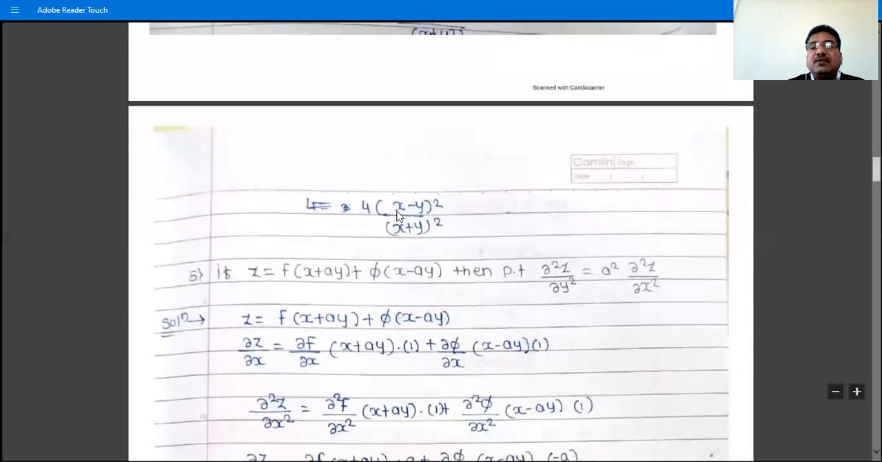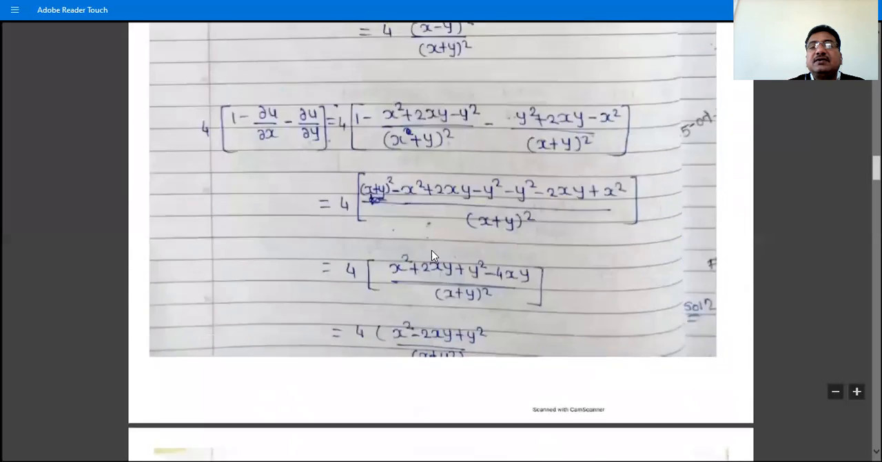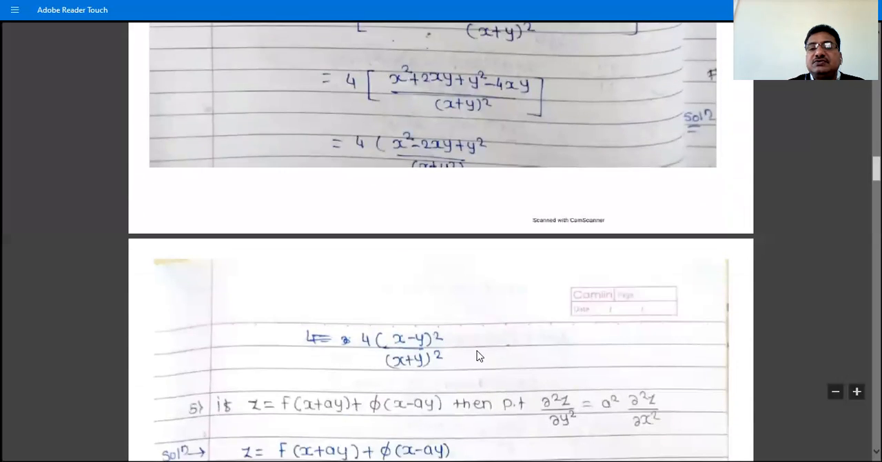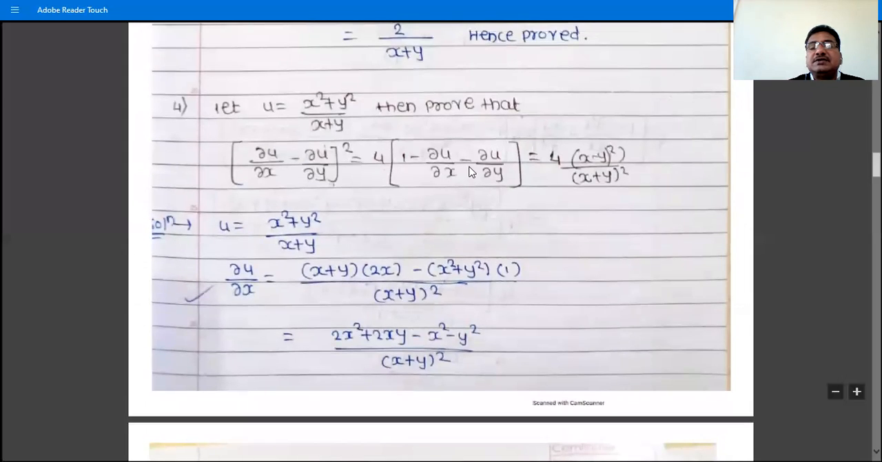and then again we have the same answer, that is this. So from 1 and 2, here this is 1 and this is 2, from 1 and 2 we say that this is equal to this, equal to this.